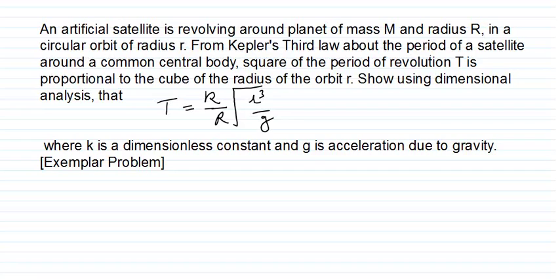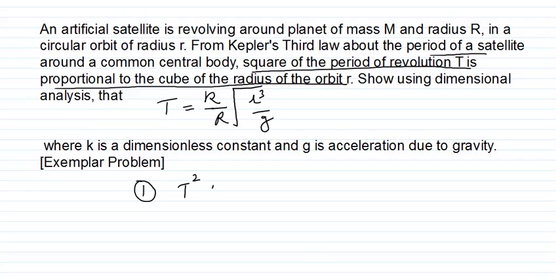Now in this question you will see that this is a question of derivation of a relation. We have to derive this relation: T is equal to k upon r, r cube upon g. From this question you can see that the square of the period of revolution is proportional to the cube of the radius of the orbit. That is the first condition.